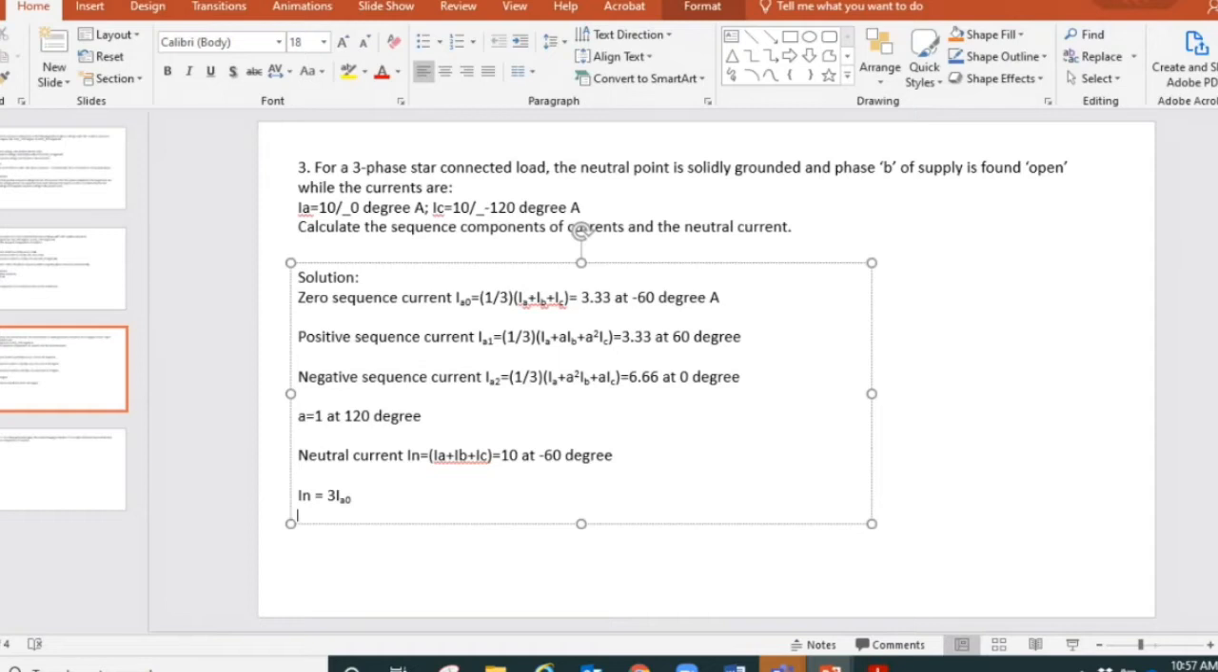Everyone okay with this? Yes, sir. Okay, that's good. I will give you others 30 seconds to write down this last line, neutral current, and that relationship between the neutral current and the zero sequence current, which is one of the most important aspects that we find and utilize.